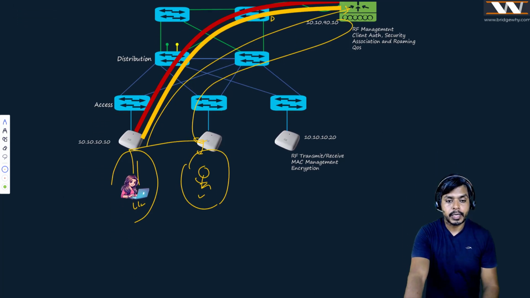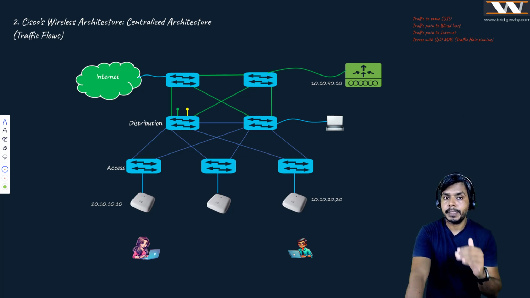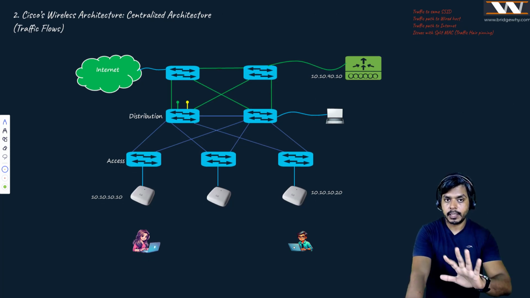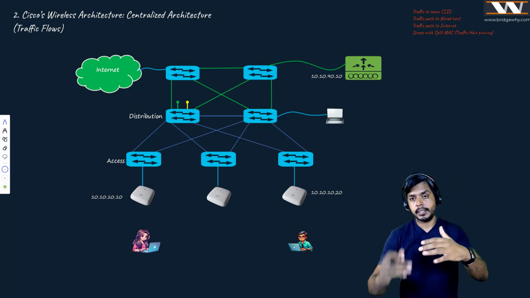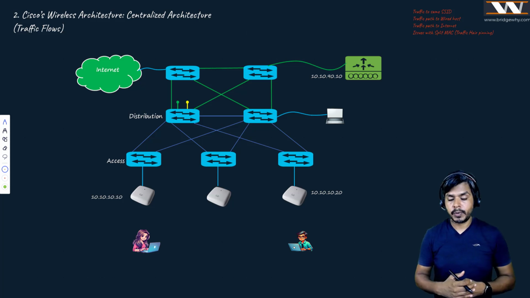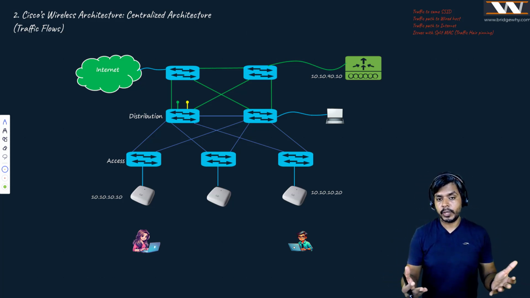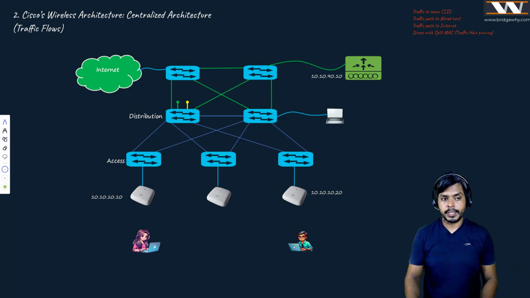So now I will be talking about this centralized architecture, which is based on split MAC, right? The basic idea is split MAC, because some responsibilities are done by the WLC, some by the access point. So we are making the access point lightweight. Autonomous APs were pretty heavy; they were doing everything. Here we are making them lightweight.